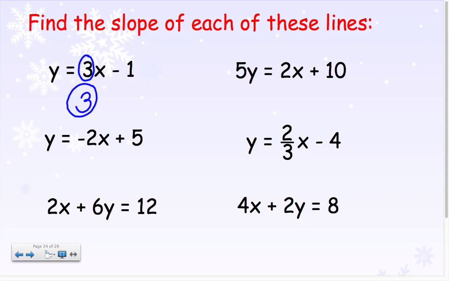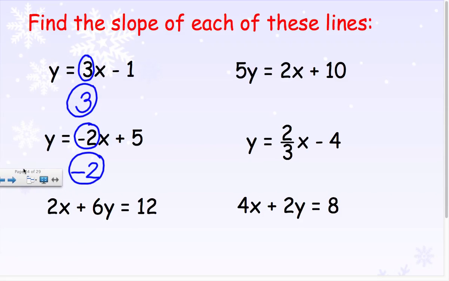The next one below it, y equals negative 2x plus 5. It's in slope-intercept form, so I immediately know the slope. It's negative 2. The third one is not in slope-intercept form. This one is in standard form. So that means I need to get it in slope-intercept form in order to know the slope.